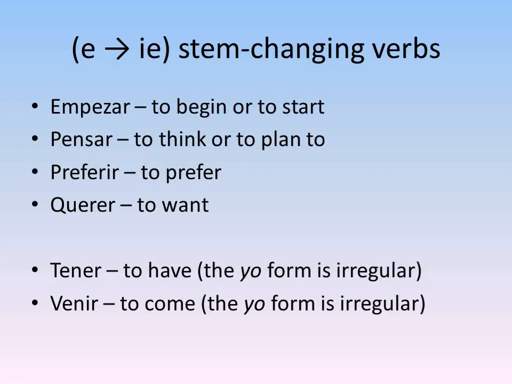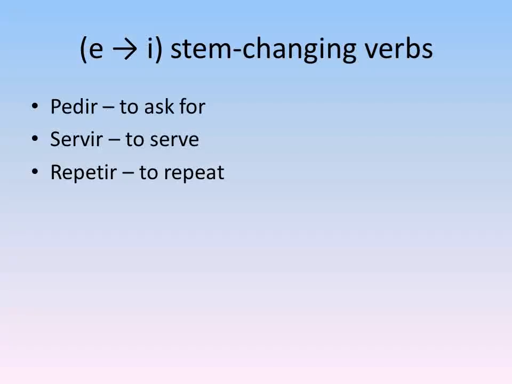The second group of verbs have E to IE stem changes, such as querer did. Verbs you've already learned like this are empezar, pensar, preferir, querer, and then even though they have irregular yo forms, tener and venir work exactly like stem-changing verbs once you get past the tengo, vengo. The last group of stem-changing verbs are E to I verbs. Verbs in this group that you've already learned are pedir, servir, and repetir.